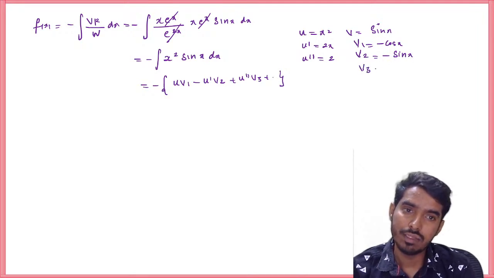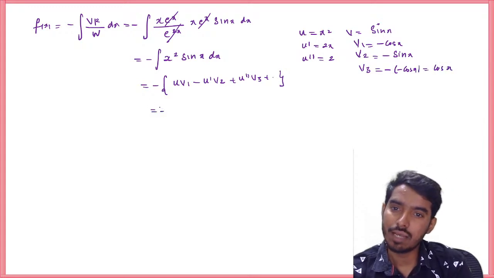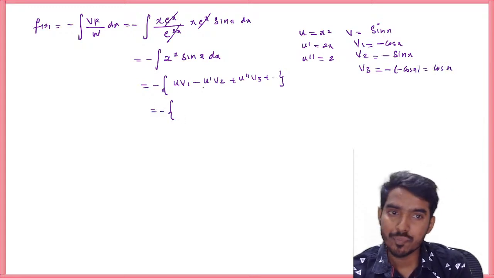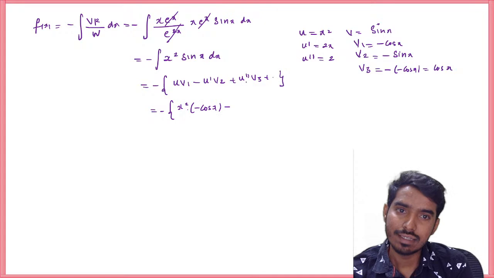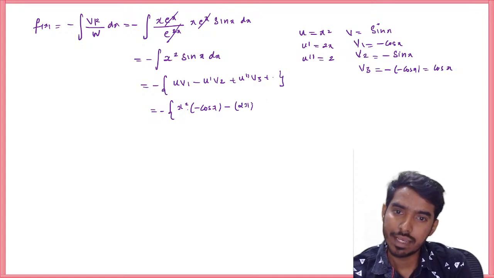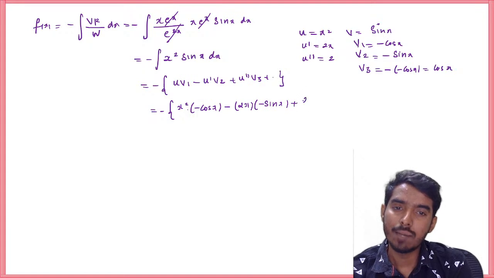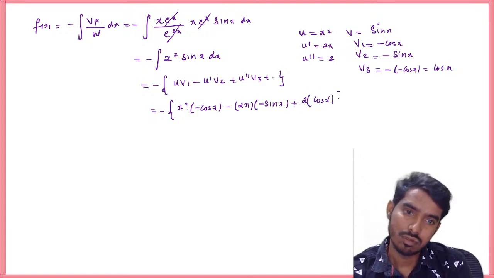And what about v3? It is minus integration of sin x, which is minus cos x, so v3 will be cos x, right? Now apply the formula u into v1. So u is x square. v1 is minus cos x, minus u dash. u dash is 2x, v2 is minus sin x, plus u double dash is 2, v3 is cos x. Right?